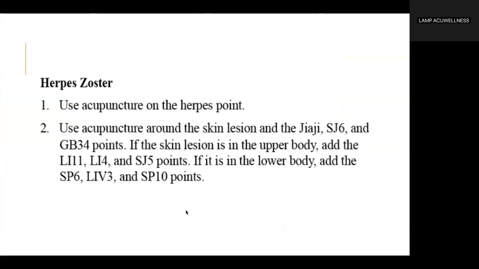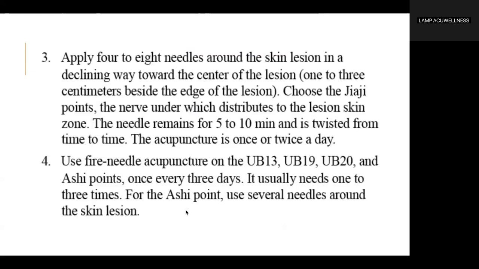Use acupuncture on the herpes point. Use acupuncture around the skin lesion and the TRT, Sanjiao 6, and GB34. If the skin lesion is in the upper body, add LI11, LI4, and Sanjiao 5. If it is in the lower body, add spleen 6, liver 3, and spleen 10.